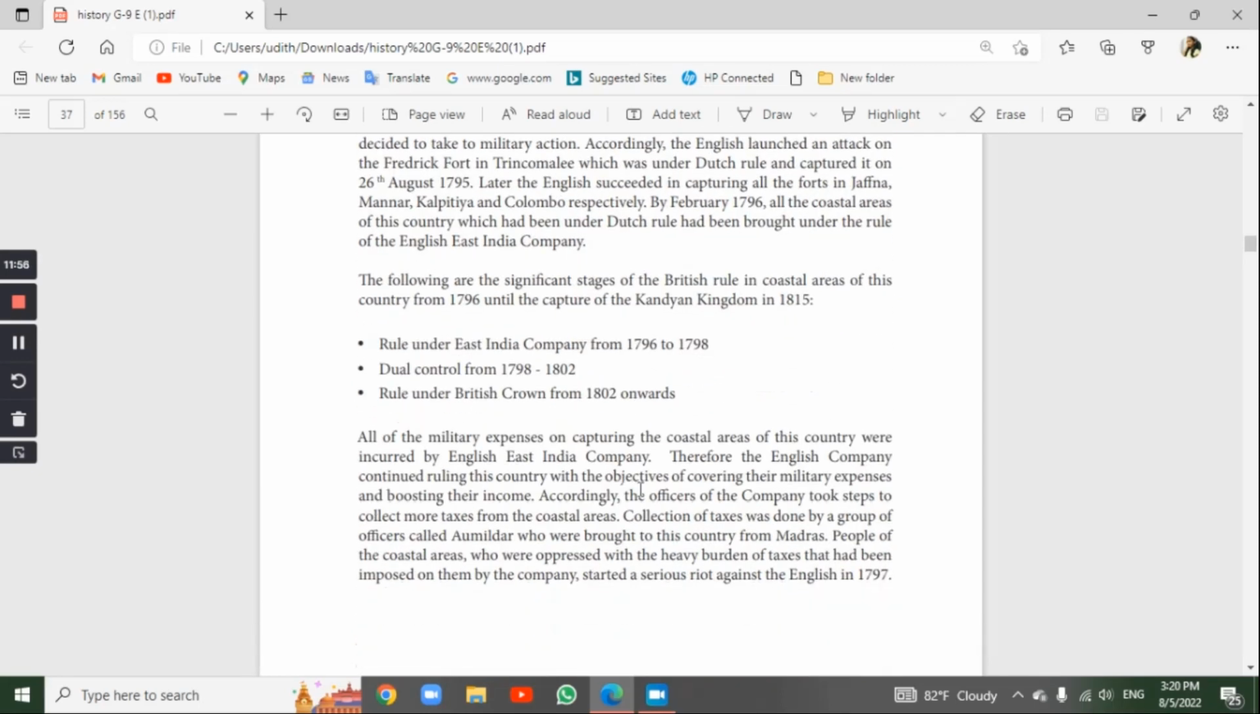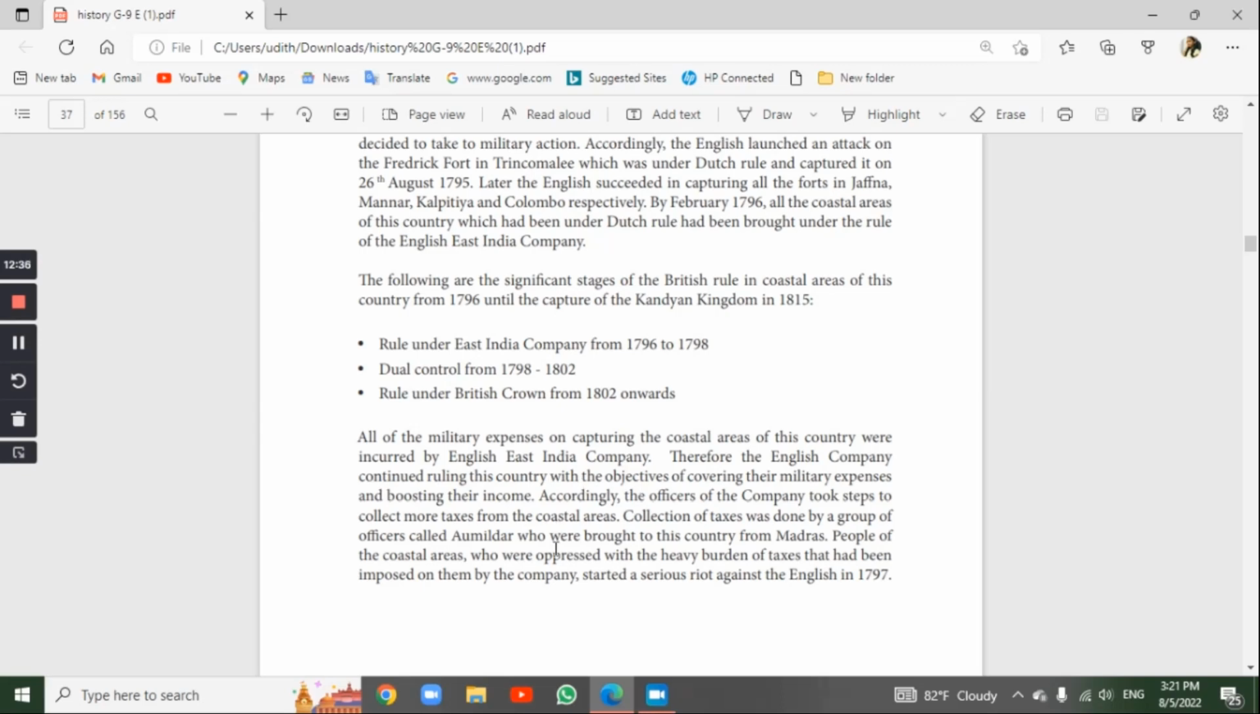There are different significant stages of British rule in the coastal areas from 1796 to 1850. The three stages are: rule under the East India Company from 1796 to 1798, when the English East India Company ruled; dual control from 1798 to 1802; and rule under the British Crown, which means rule under the British government, which started from 1802 onwards.